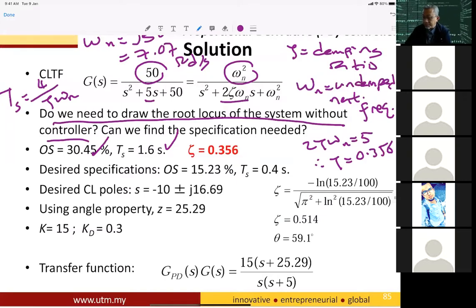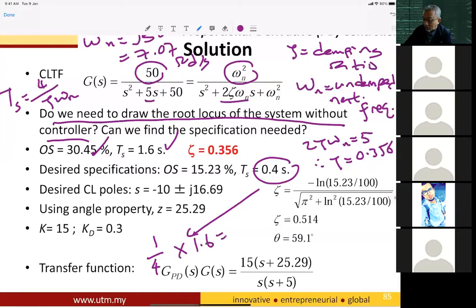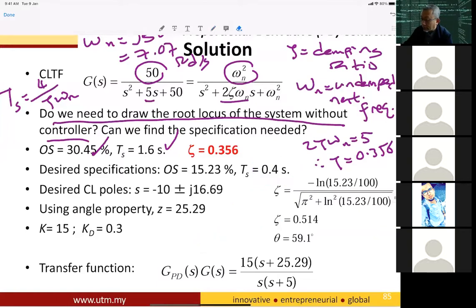So the desired settling time is 0.4 seconds, which is 1/4. This 0.4 seconds comes from the fourfold improvement, 1/4 multiplied by 1.6, which is 0.4 seconds. Am I right? And the new overshoot will be 15.23%, based on the new settling time.